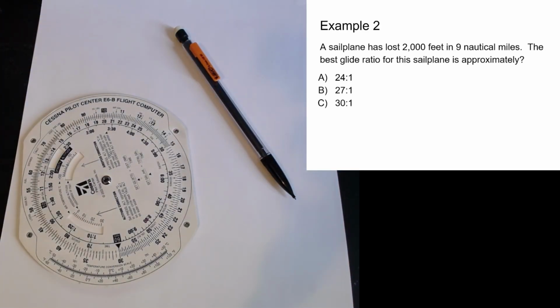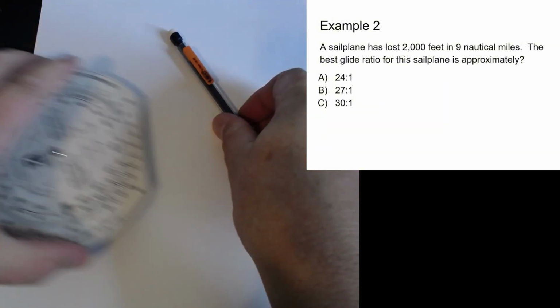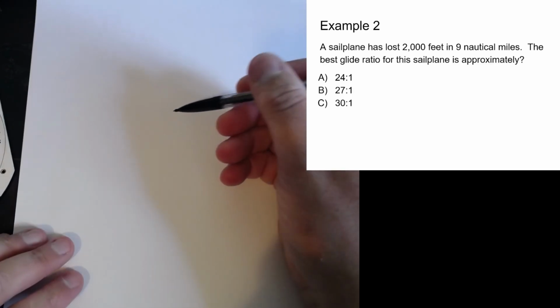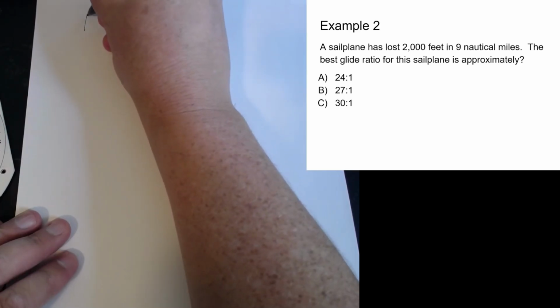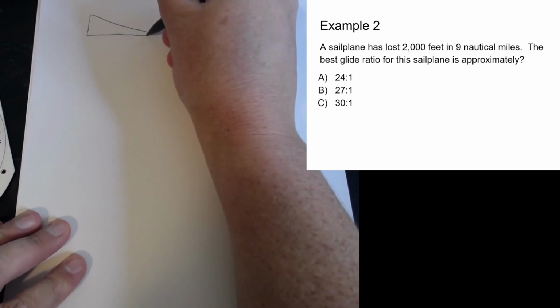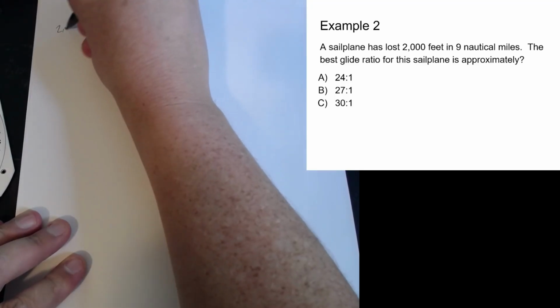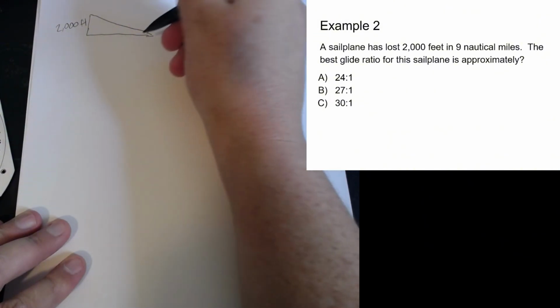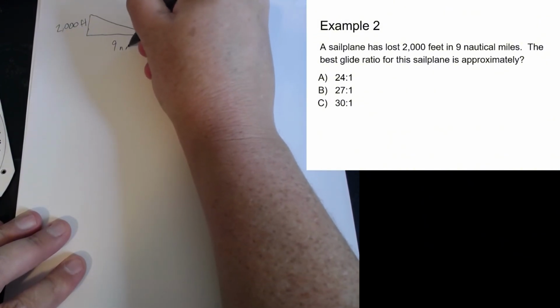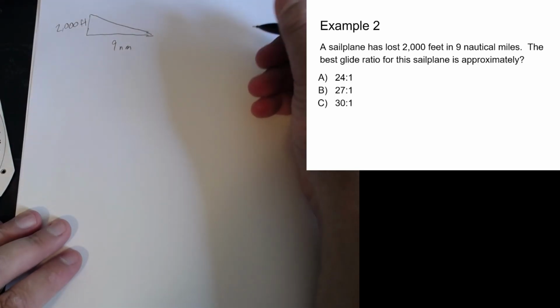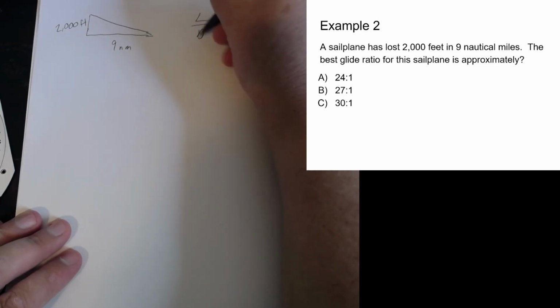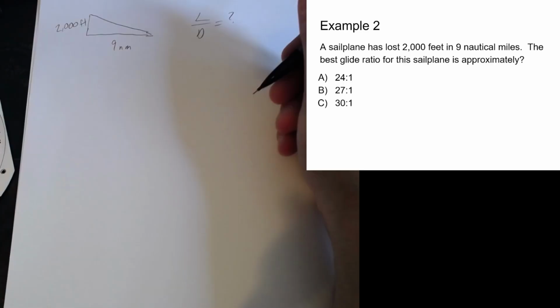Example 2. A sailplane has lost 2,000 feet in 9 nautical miles. The best glide ratio for this sailplane is approximately... Again, let's start by writing down what we know. It has lost 2,000 feet, so let's draw our L over D triangle. 2,000 feet in 9 nautical miles. And then the question is, the best glide ratio is approximately what? L over D equals question mark. We don't know what that is.